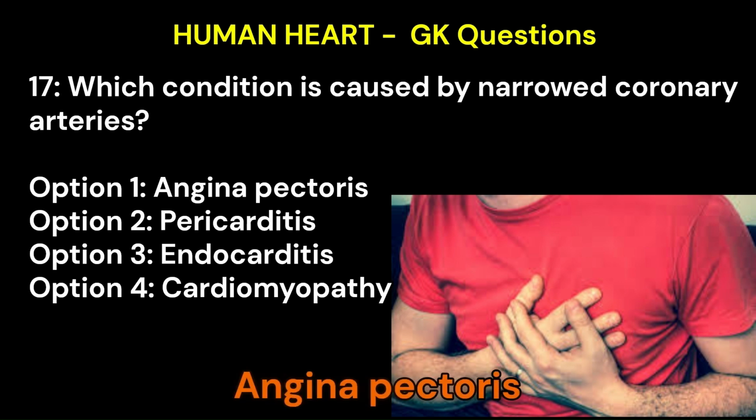Angina causes chest pain due to reduced blood flow to the heart. Stable angina occurs predictably, while unstable angina is a medical emergency.